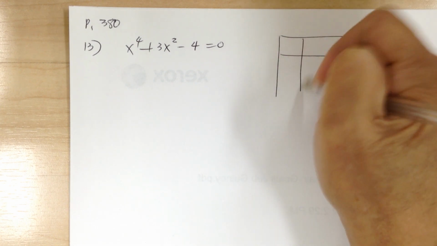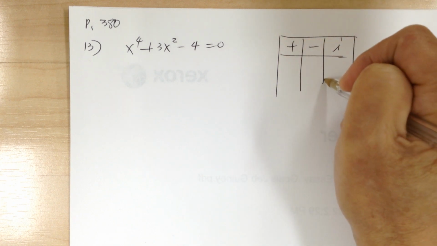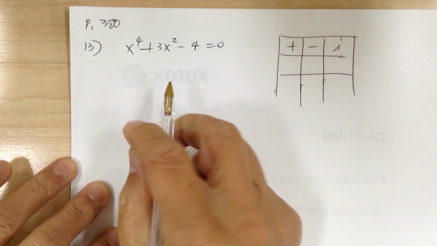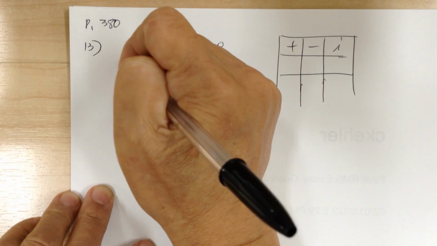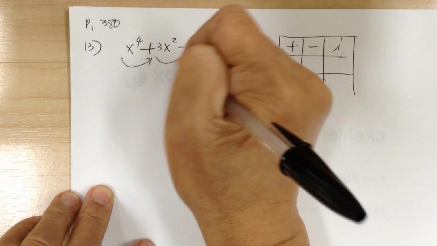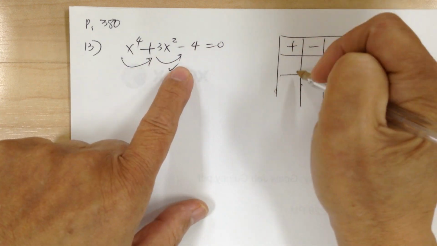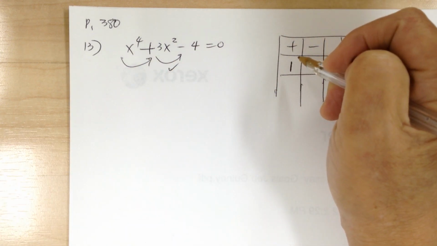Okay, so basically you want to know how many positive, how many negative, and how many imaginary numbers you're going to have. So first, what you do is see how many times the sign changes. This is positive to positive, so it doesn't change, and this one does. So that's 1. You change one time, so there will be a maximum of 1 positive answer.